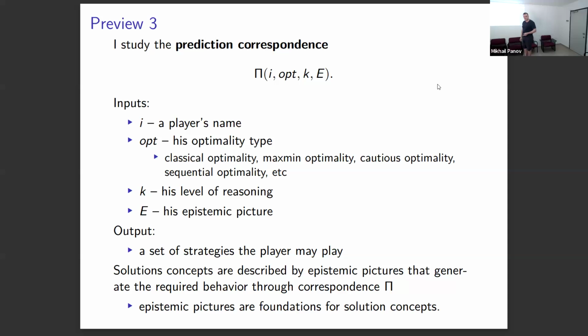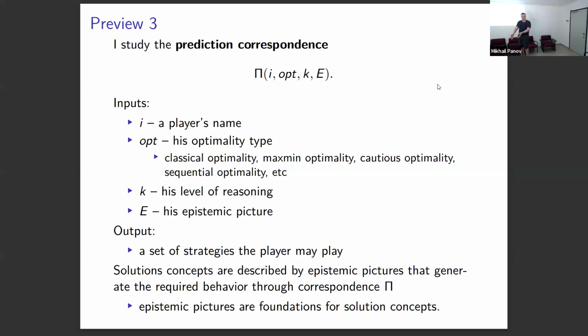So an epistemic picture has some characteristics. What could it be? Just a list of statements. Yes, but that's very general. How can something be a foundation for a solution concept? Well, in general, when you take an epistemic paper in the literature, they provide what they call epistemic conditions, for example, epistemic conditions for Nash equilibrium.